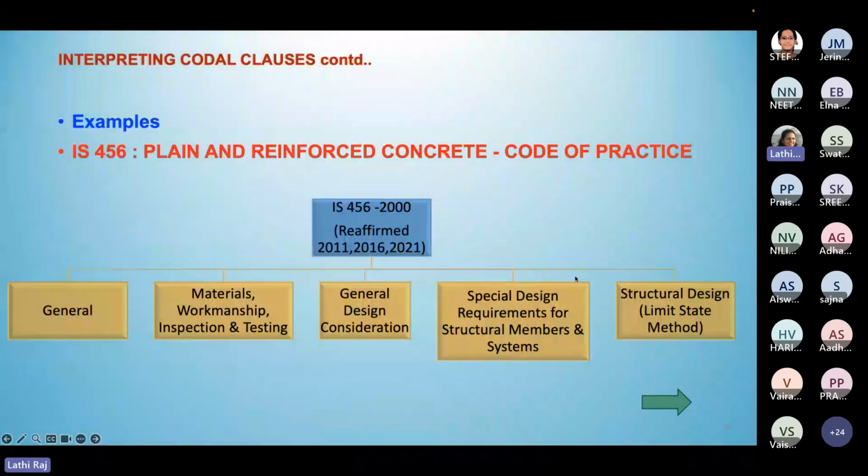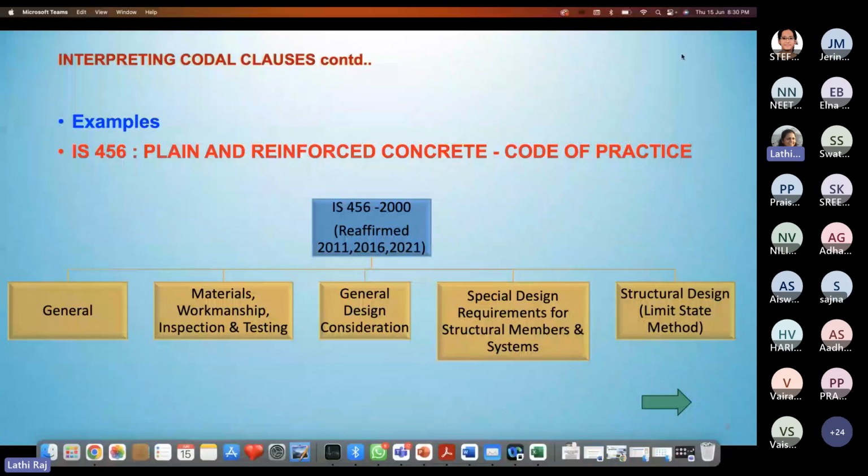Now I'll take some of the clauses given in IS 456 and tell you how to interpret them. Based on this, you can also do your own interpretation. Now, IS 456 is the code for plain and reinforced concrete, the code of practice. See, that itself gives you an idea about what that code is giving you. It is the code of practice.